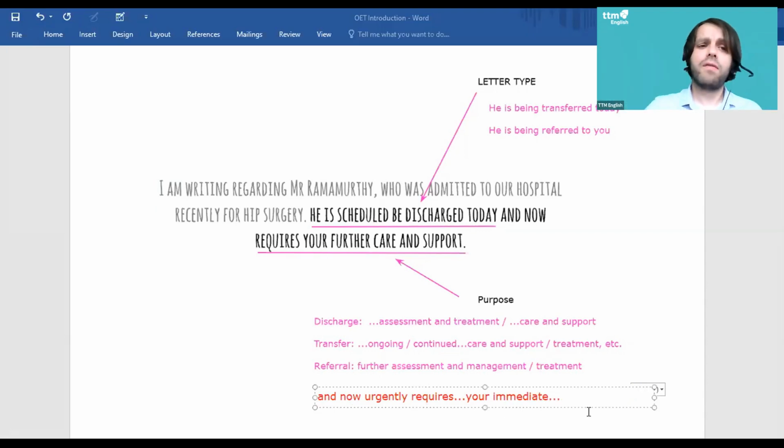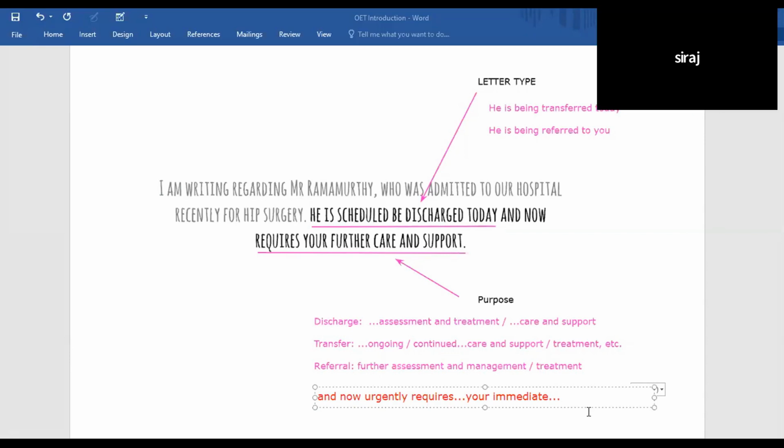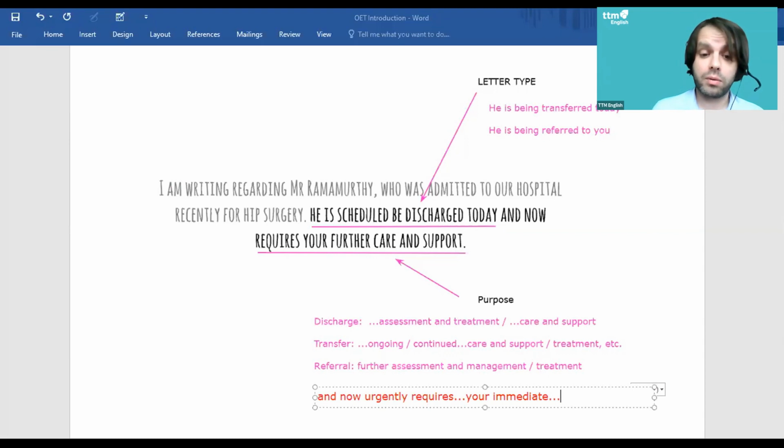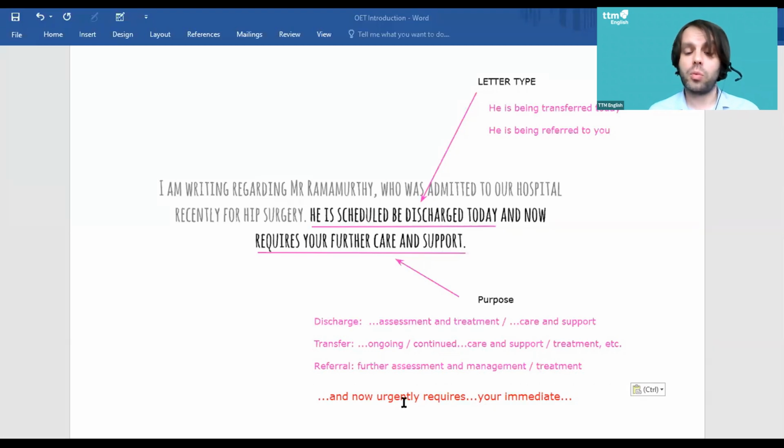Like, if you're not very busy, would you mind treating this dying man? It sounds a bit weird. As soon as possible. Yeah. You can be a bit more forceful, though, with your language when it's urgent. So yeah, obviously urgent's a key thing here. Just put the word urgent in some way like this. And now urgently requires. Okay.